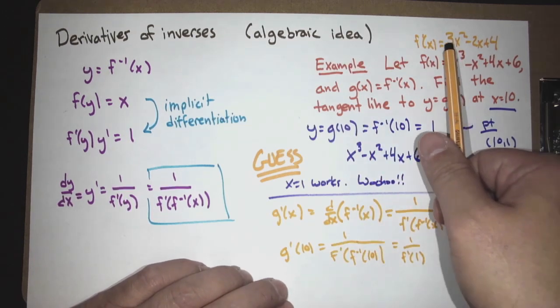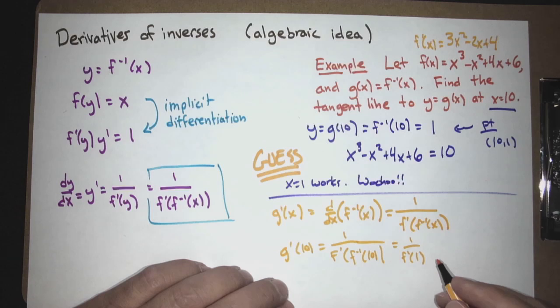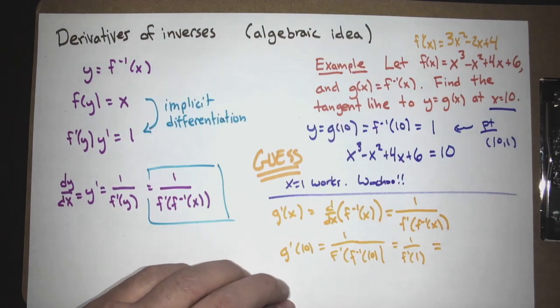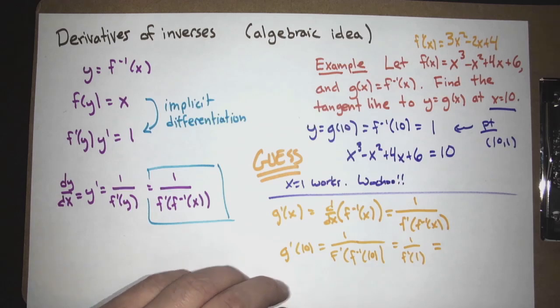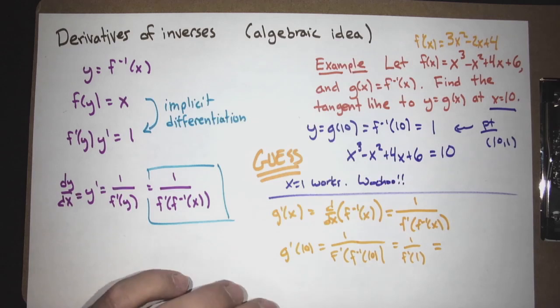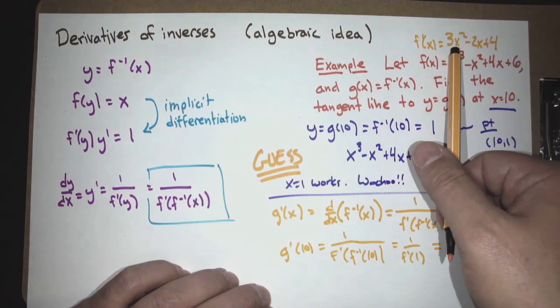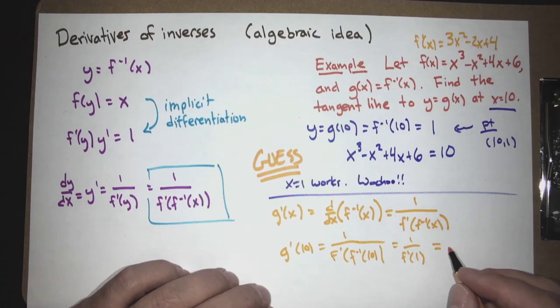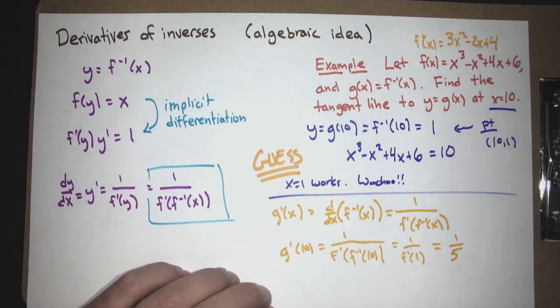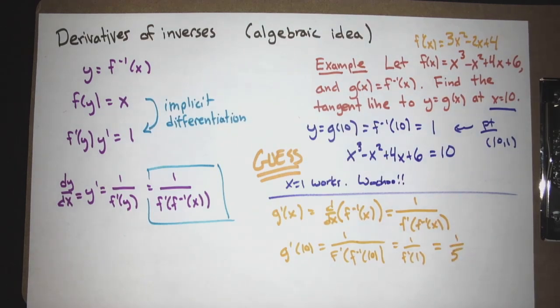Well, what happens when you plug 1 in to your derivative? You get 3 minus 2 plus 4. 1 is a nice thing to plug in when you have a polynomial. It's the coefficients. 3 minus 2 plus 4, which is 5. And it's 1 over 5. So your slope is 1/5.